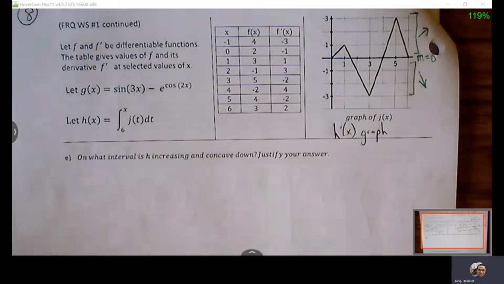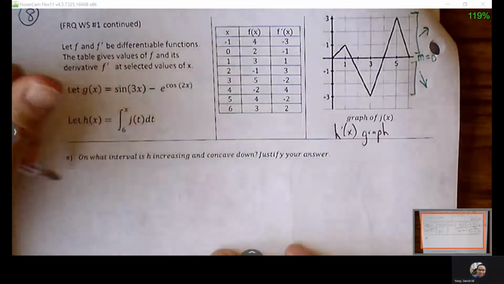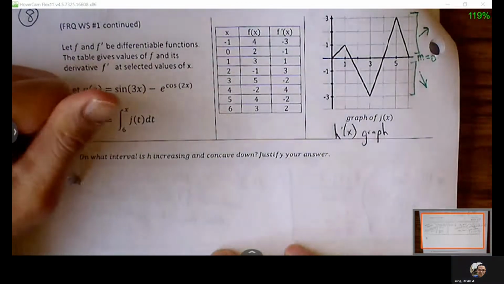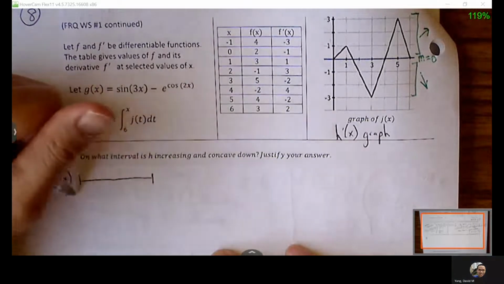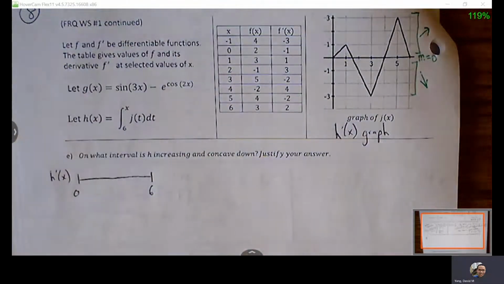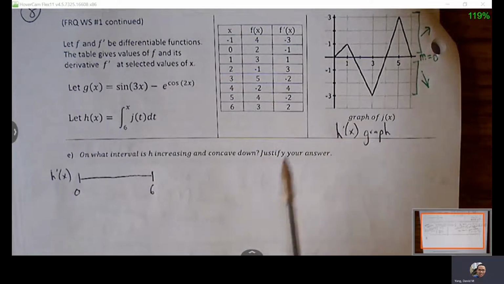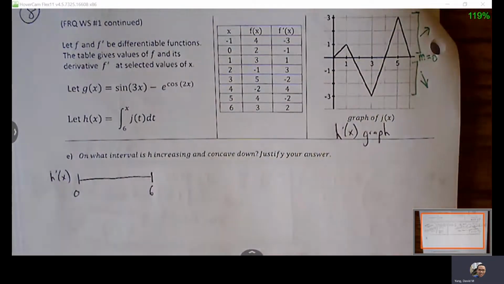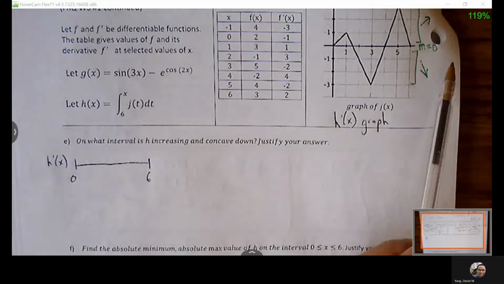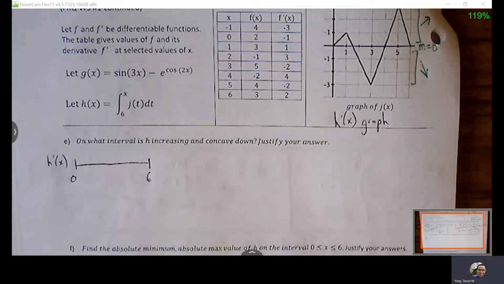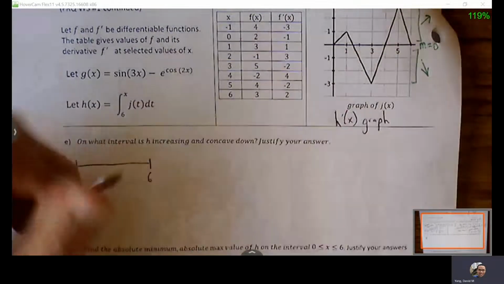So if that's the case, let's see if we can get our slope sign line going. I'm always going to have my endpoints. So where are my critical points? What do you see? Okay, basically, we want to pick off the slope zeros, right? Where do we see the slope zeros? 4 and 1.5. Yeah.